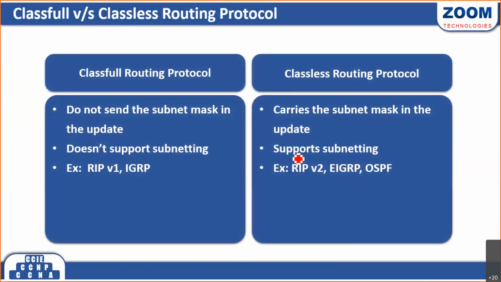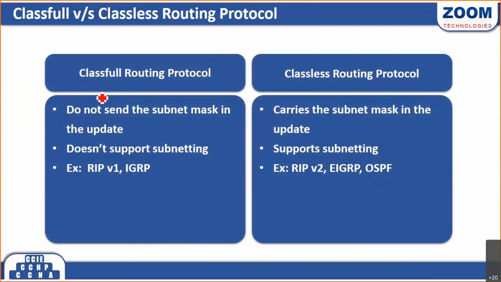You can read this point. Classful routing protocols do not support subnetting, which are RIPv1 and IGRP. Classless routing protocols support subnetting, which are RIP version 2, EIGRP, OSPF.